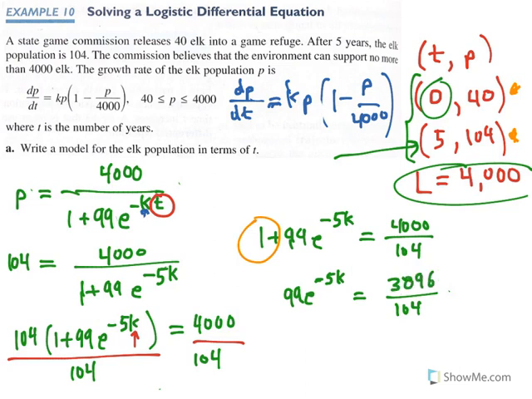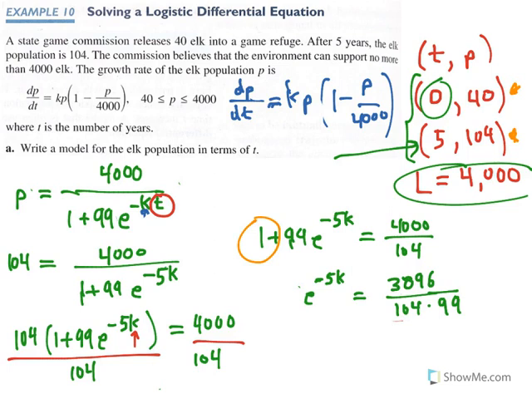And then you have to divide both sides of this equation by 99. So dividing by 99 is the same as multiplying by 1 over 99. So when you do that, you'll just have times 99 in the denominator on the right side. And on the left side, you'll just have e to the negative 5k.